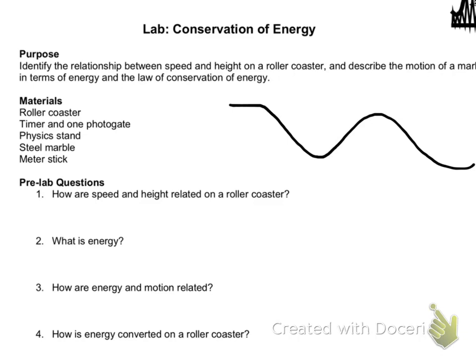How are speed and height related on the roller coaster? Well, we know we start off with some height, and at the places where we have the highest height, we also have the lowest speed, and the places where we have the lowest height, we have the highest speed. So it almost seems like as height goes up, velocity goes down, and vice versa, right? So they would have to be inversely related.